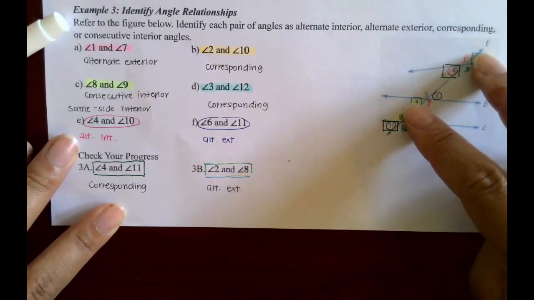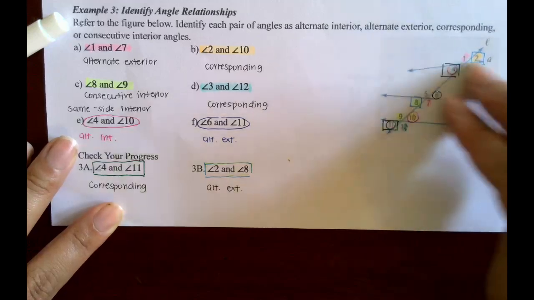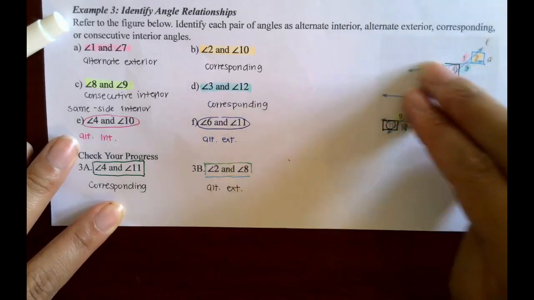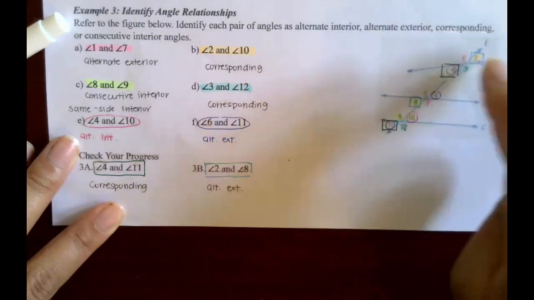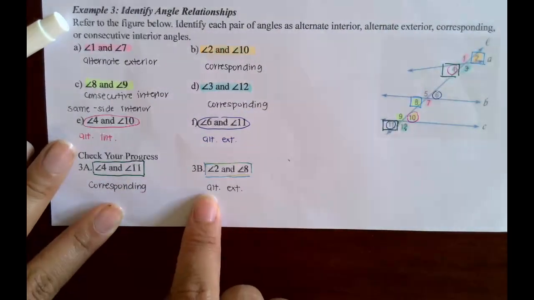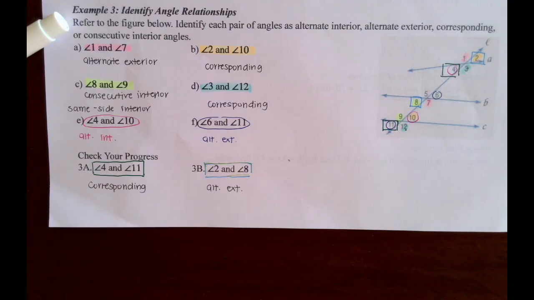Okay, and then 2 and 8, if you use this as your pair of lines, you can see that 2 and 8 are both on the outside, making them exterior, but they're on opposite sides of the transversal, which would make them alternate exterior. Okay, so that's it for today.